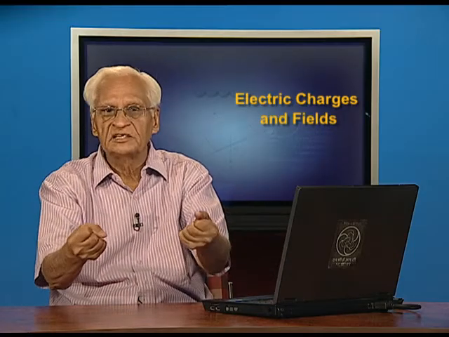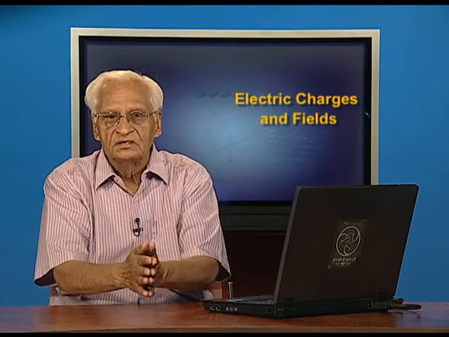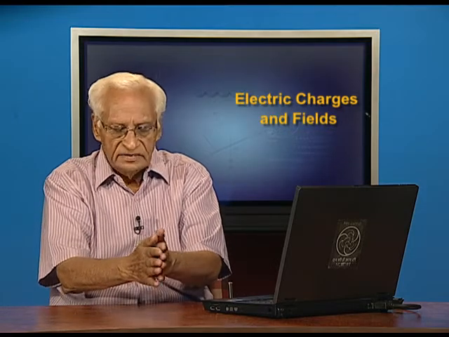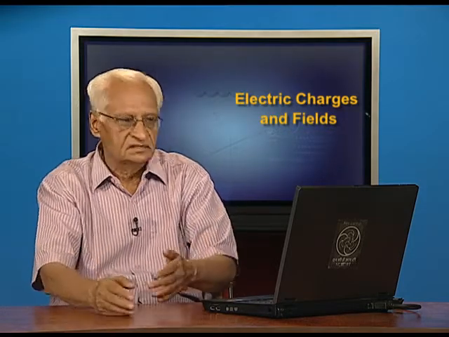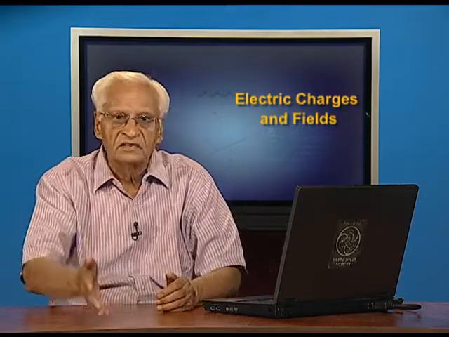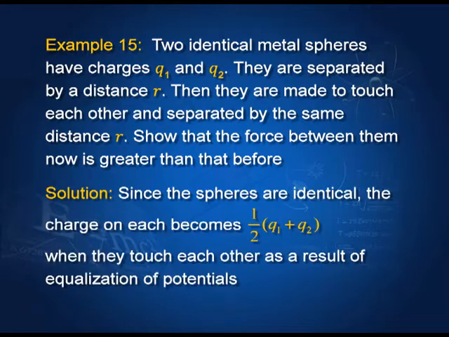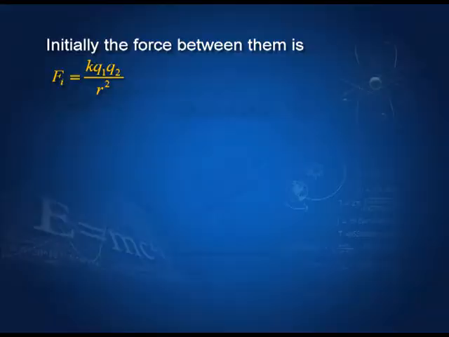We have two metal spheres, they carry certain charges q1 and q2, they are identical, same radius, and then they are made to touch. When they are made to touch, and then separated again by the same distance, we have to find the force initially and the force finally, and show that the final force is greater than the earlier force. Since the spheres are identical, the charge on each becomes half of q1 plus q2 when they touch each other. So, the force initially is k q1 q2 by r squared.